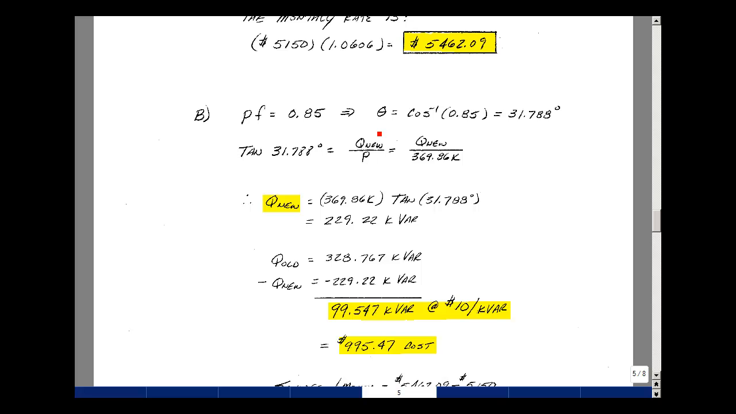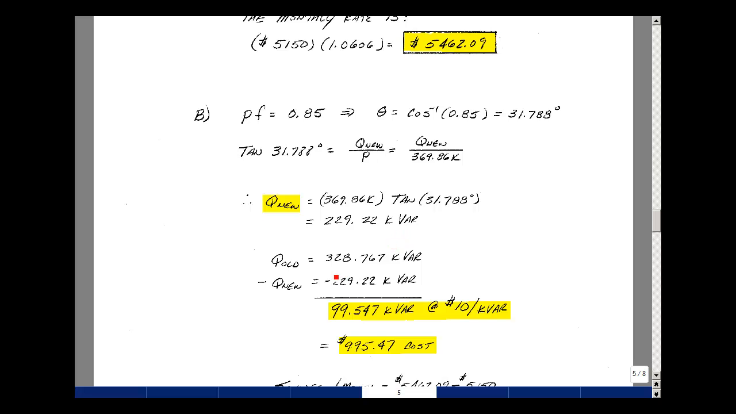And the angle that we're shooting for then is the inverse cosine of 0.85, which would be 31.788 degrees. This is the angle between voltage and current. Take the tangent of that, and that's going to be our reactive power over our real power, but now the new value of that. And again, we had 369.86 for our average power. So solving then for the new value we need of Q, it's going to be equal to 369.86 K times the tangent of 31.788. And that's 229.22 kilovars.